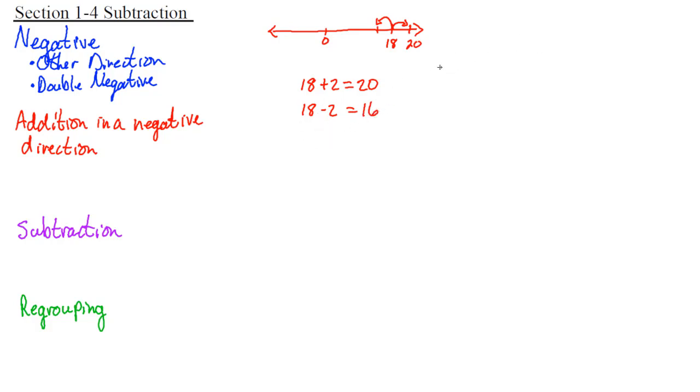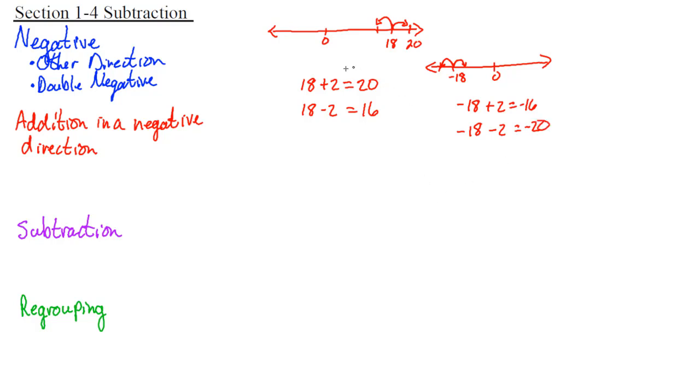But let's look at one that's a little bit tougher. Here's 0. What if we were at -18? So if we did -18 plus 2, if you're down here at -18 and you go up 2, you actually get to -16. And if you do -18 minus 2, that would be going the other direction, which is this direction, which would be down here at -20.